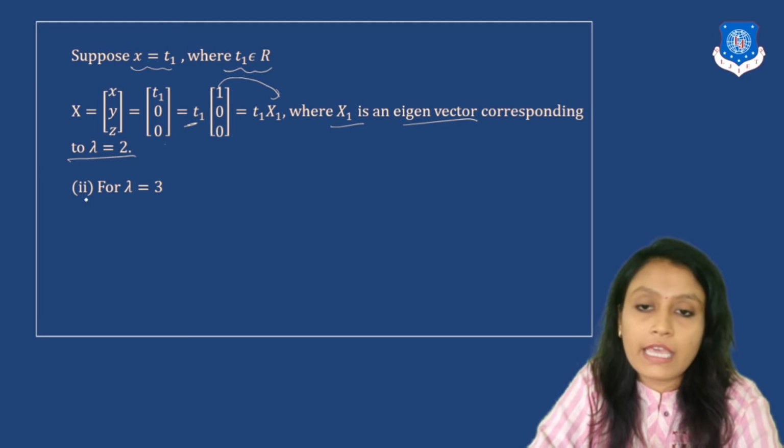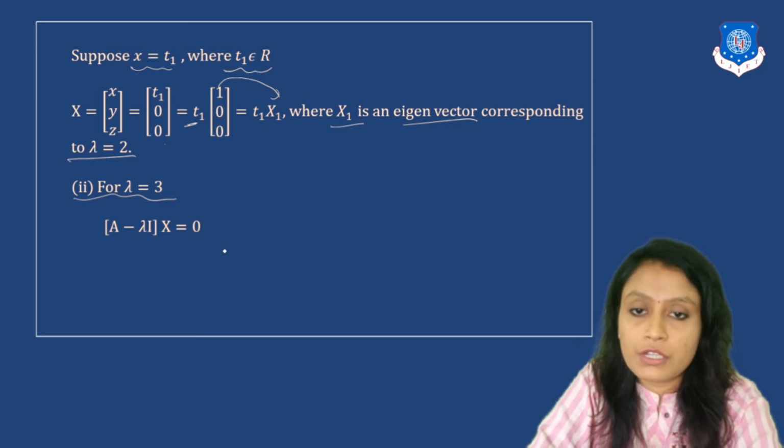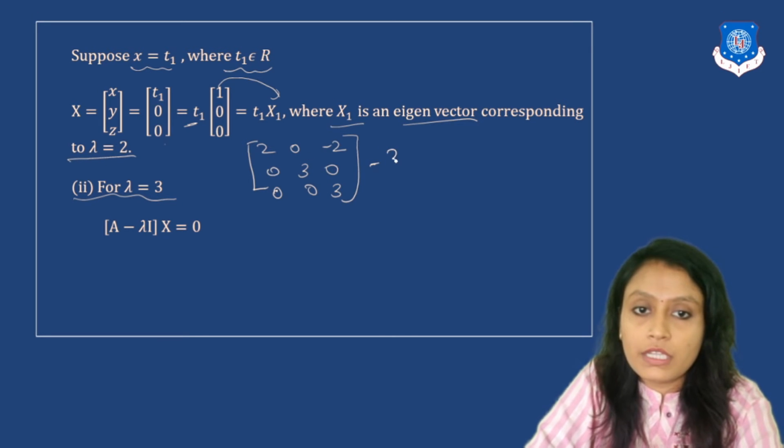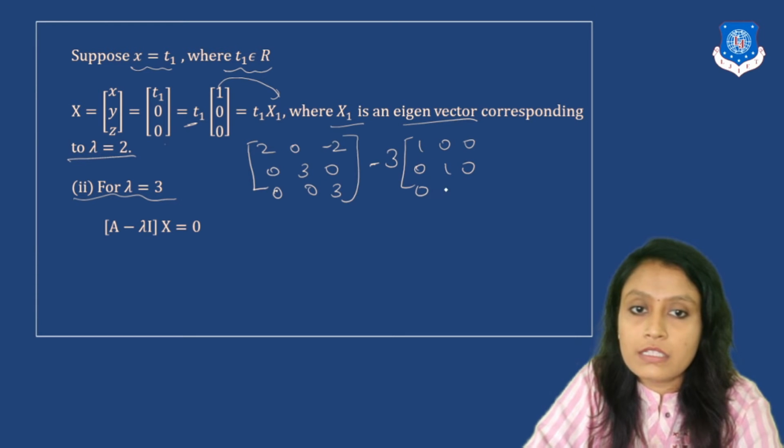Now we will find the eigenvector for lambda equal to 3. Again we'll use the formula A minus lambda I into x equal to 0. Now we know this matrix A is 2 0 minus 2, 0 3 0, and 0 0 3. Next, minus, here lambda is 3, so 3 into 1 0 0, 0 1 0, and 0 0 1.